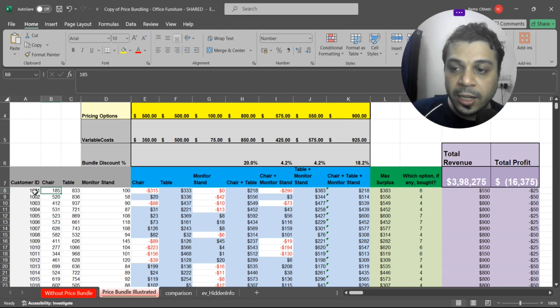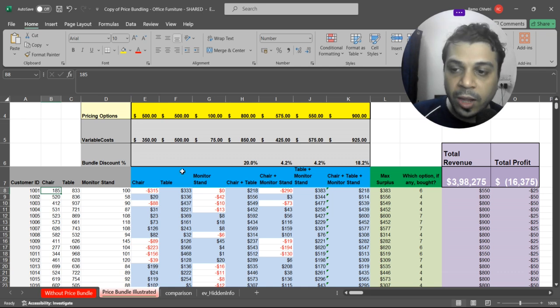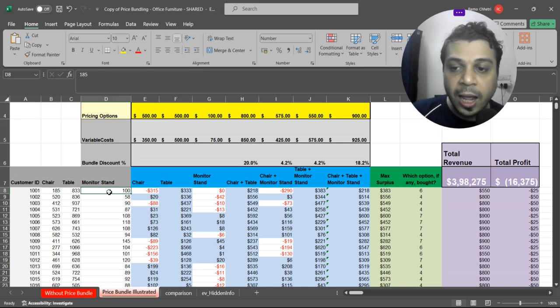So this particular customer, for instance, thinks that 185, whatever the unit is, so dollars, for instance, $185 should be the value of the chair. $833 should be the value of the table. I mean, they're comfortable at that price and they think it's a fair price. And the monitor stand should be about $100.